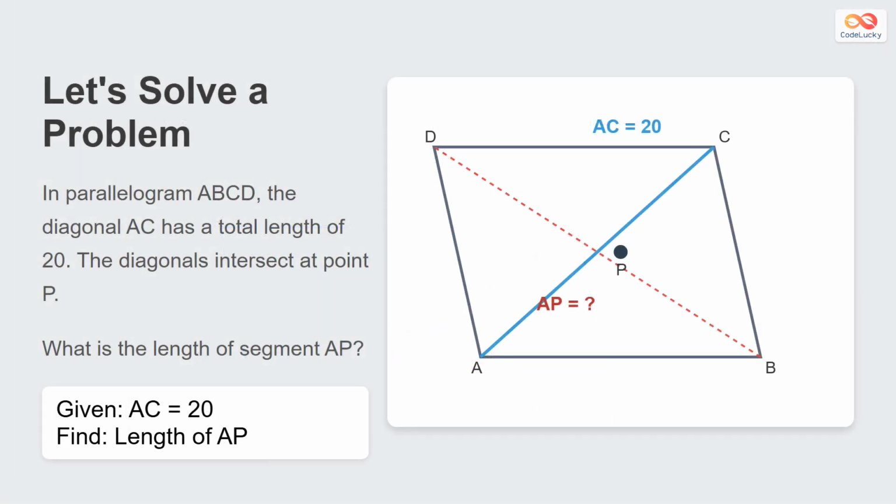Let's apply this knowledge. Imagine we have a parallelogram where the entire length of the diagonal AC is 20 units. The diagonals cross at point P. The question is, what is the length of the segment AP? Think about what bisect means.